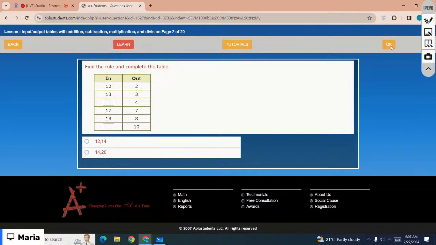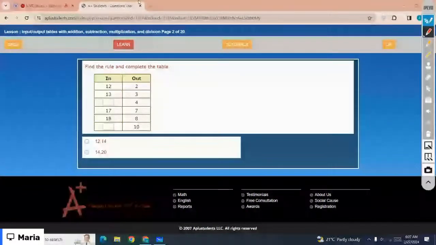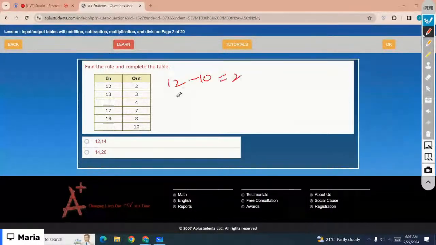You have to add 10 to each input value to get the output value, right? So because, sorry, you have to subtract 10 because 12 minus 10 is 2, 13 minus 10 equals 3. So yes, then obviously it is 14. 14 minus 10 is 4. And that is 20. 20 minus 10 is 10, right? So the correct option is 14 and 20. The second one is the correct option. Very good. The correct option is 14 and 20.